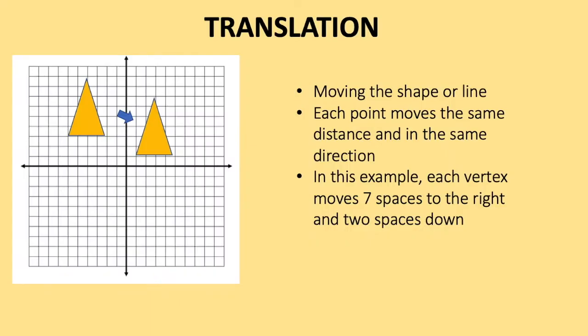So first we'll talk about translation. Translation is when the shape or line or point is moved. Each point moves the same distance and in the same direction. In this example, each vertex moves 7 spaces to the right and 2 spaces down. You can see this by counting each of the spots that the triangle would go across the graph. So this goes 1, 2, 3, 4, 5, 6, 7 to the right and 2 down.